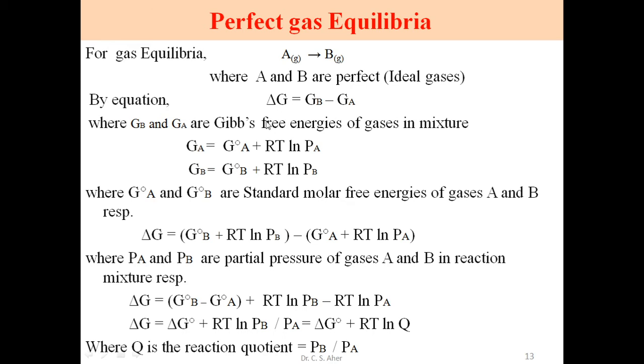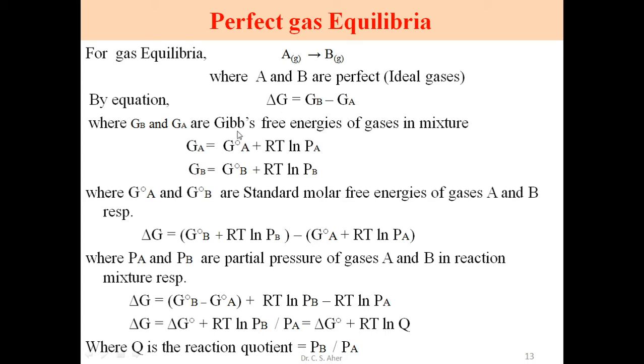In a similar way we have the Gibbs free energy of B: standard Gibbs free energy of B plus RT ln of the partial pressure of B, where the standard Gibbs free energies for A and B, G naught A and G naught B, are the standard molar free energies of gases A and B.